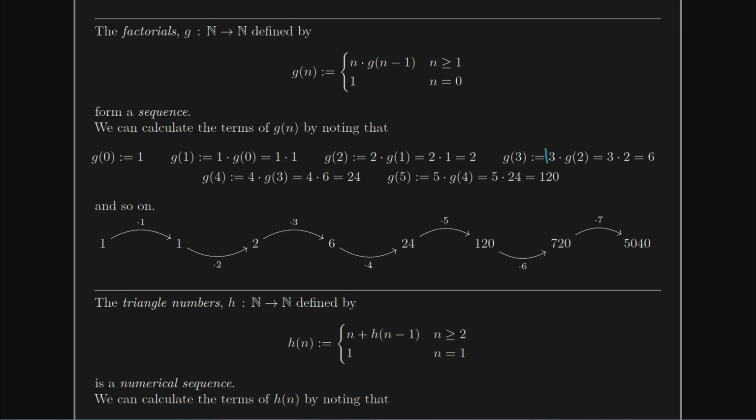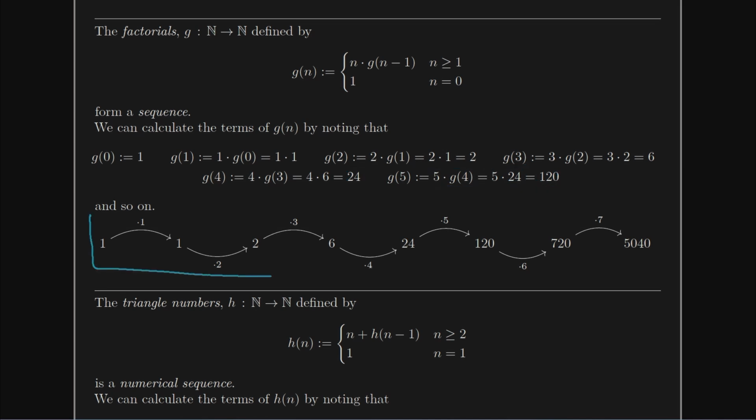For 3 factorial, we're going to take 3 times 2 factorial. And we just found 2 factorial was 2, so we take 3 times 2, we get 6. Well, for 4, we'll take 4 times 3 factorial. We just found out that 3 factorial was 6, so 4 times 6, we get 24. 5 is going to be 5 times 4 factorial. We just found out 4 factorial is 24, so 5 times 24 is 120. And so, yeah, the factorials can be defined recursively as well.